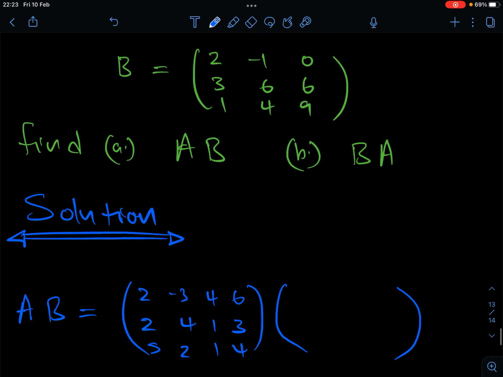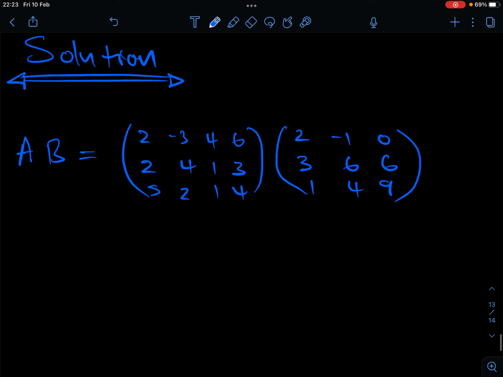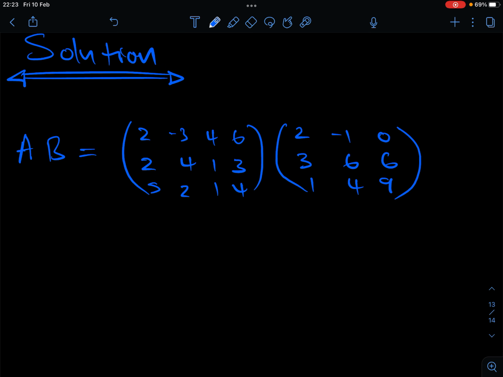Then we have B, which is 2, minus 1, 0, 3, 6, 6, 1, 4, 9. Like that. So this is what we have. Now you want to multiply these two matrices. How do we go about that?